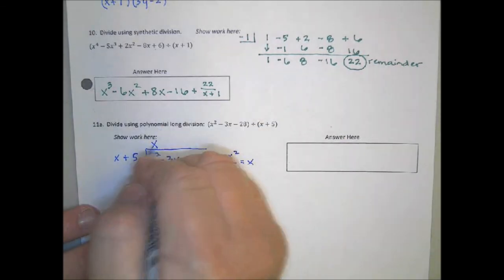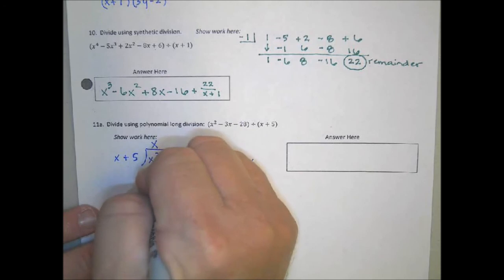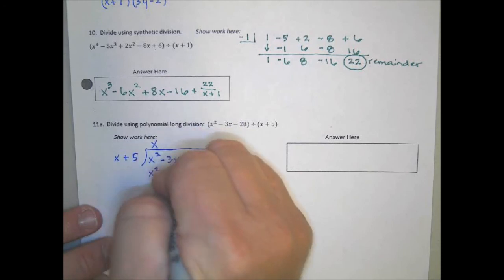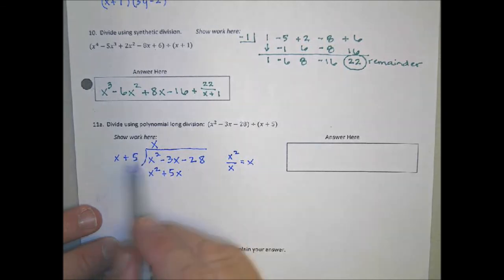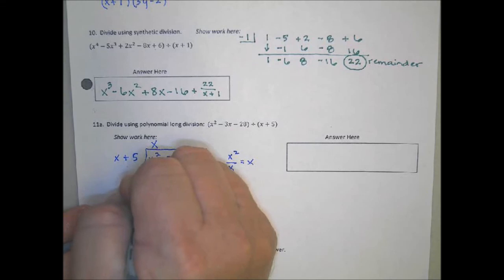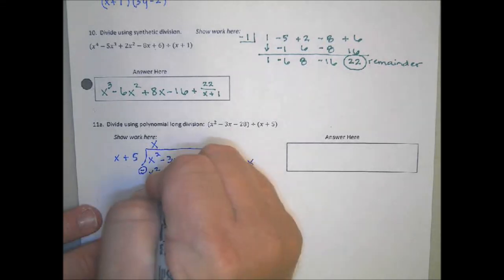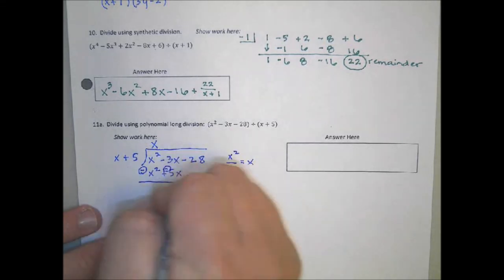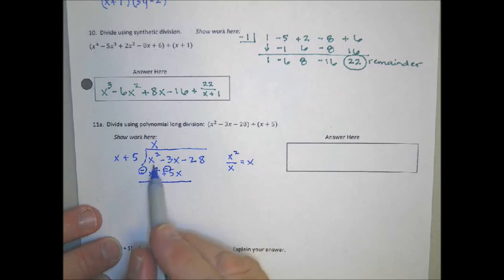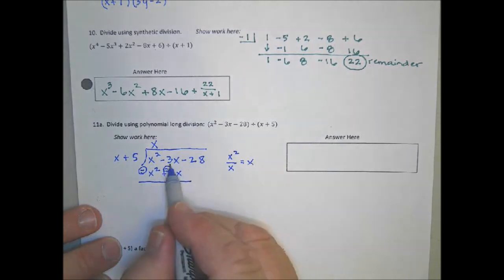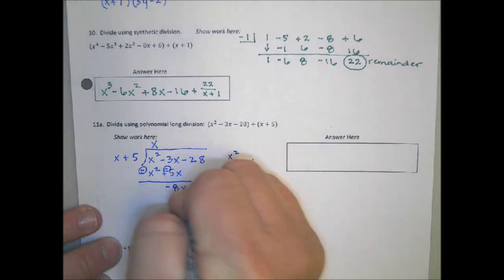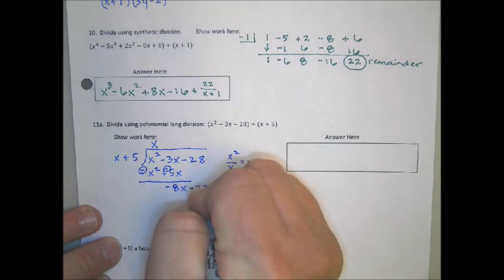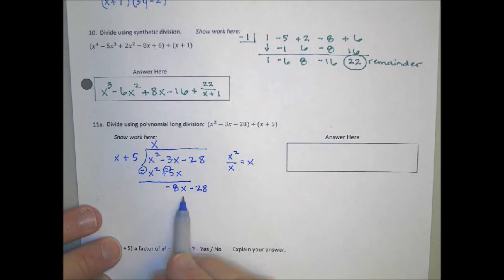Now bring down your multiplication. X times x is x squared. X times positive 5 is plus 5x. All I did was I distributed as if x plus 5 had parentheses around it. Now change the signs. And then combine like terms. -3x plus -5x is -8x. And then bring down the minus 28. And do it all over again.